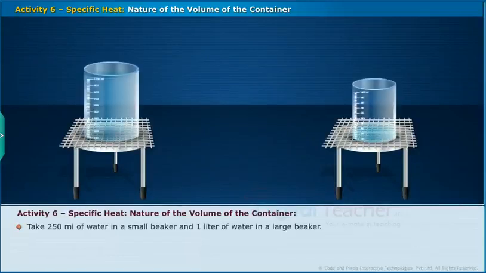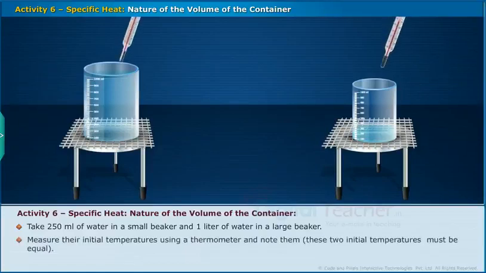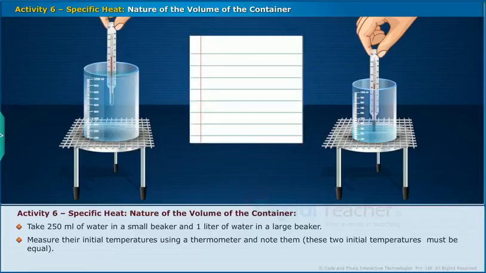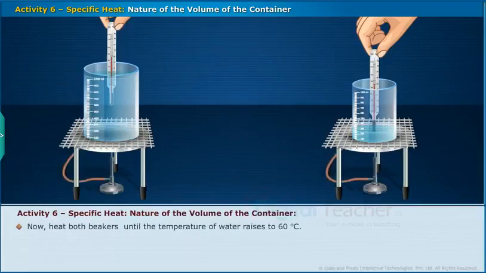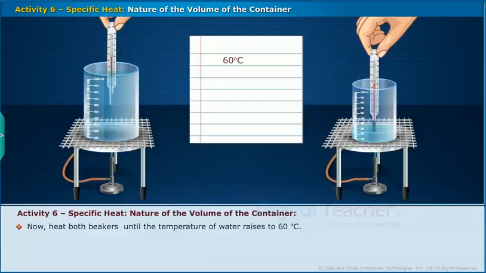Take 250 milliliters of water in a small beaker and 1 liter of water in a large beaker. Measure their initial temperatures using a thermometer and note them. These two initial temperatures must be equal. Now heat both beakers until the temperature of water rises to 60 degrees Celsius.